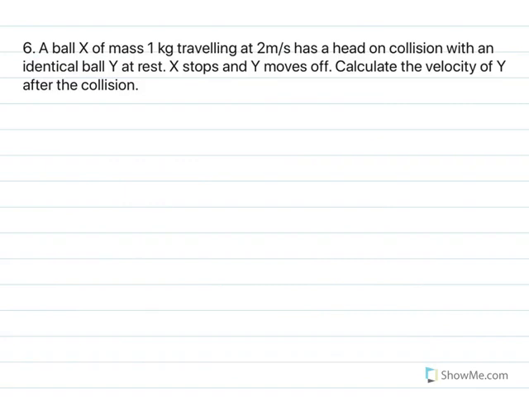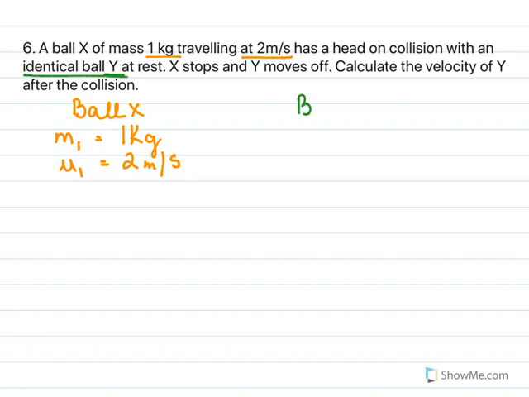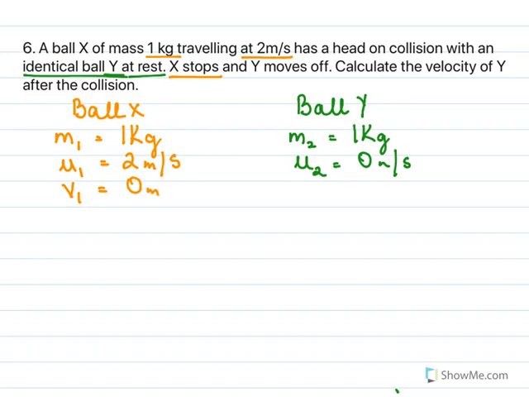A ball x of mass 1 kg. So here I have two objects. One is a ball x. The mass, I'll call it m1, which is 1 kg, traveling at 2 meter per second. So u1 is 2 meter per second, and it has a head-on collision with another, identical ball y. So for ball y, the mass m2 is identical, 1 kg. Y was at rest, so its initial velocity is 0 meter per second. After collision, x stops, so v1 equals 0, and y moves, so v2 equals x meter per second.